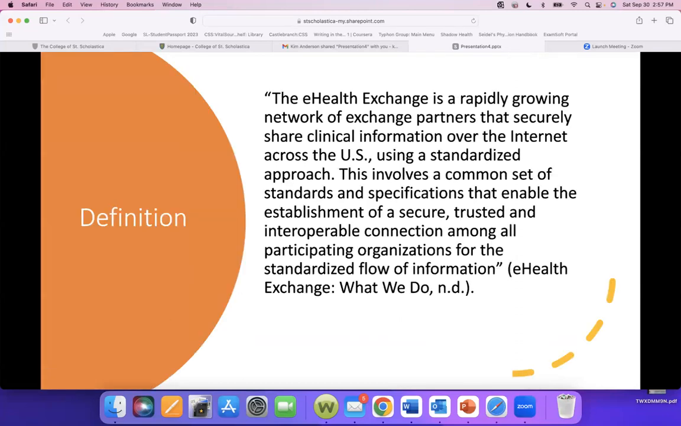I thought we'd start out with a definition of what the eHealth Exchange is. It is a rapidly growing network of exchange partners that securely share clinical information over the internet across the US using a standardized approach. This involves a common set of standards and specifications that enable the establishment of a secure, trusted, and interoperable connection among all participating organizations for the standardized flow of information. That was from the eHealth Exchange website, just defining what they do.